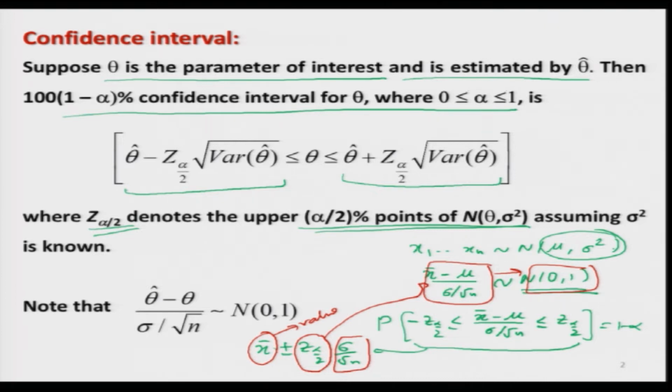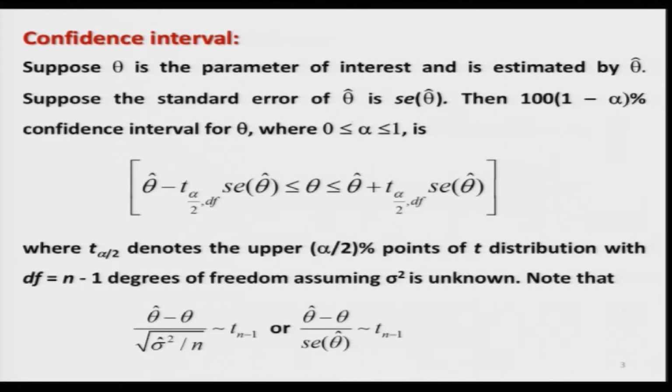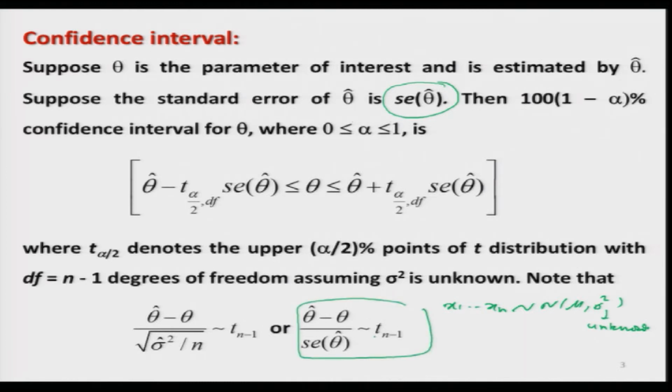And if sigma square is unknown, then what happens is that we try to estimate the sigma square, and instead of using the standard deviation of the statistic, we use the standard error of theta hat, right. So, in this case we know the distribution of the statistic: if x1, x2, ..., xn are coming from normal mu sigma square, and if sigma square is not known to us, then theta hat minus theta upon standard error of theta hat follows a t distribution with n minus 1 degrees of freedom, right.